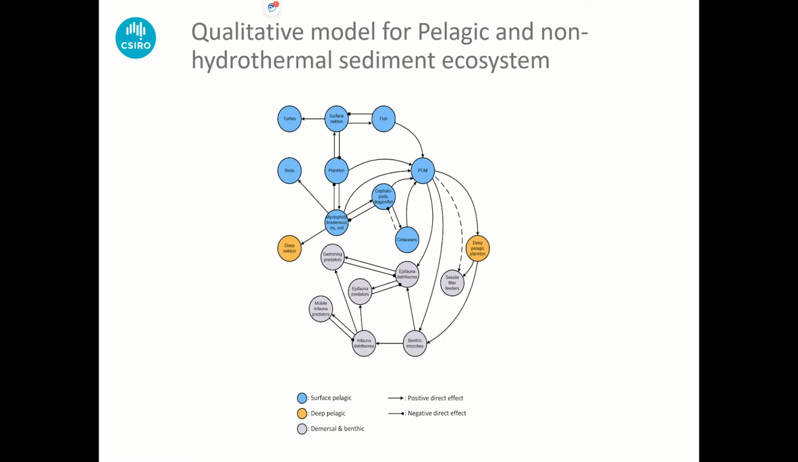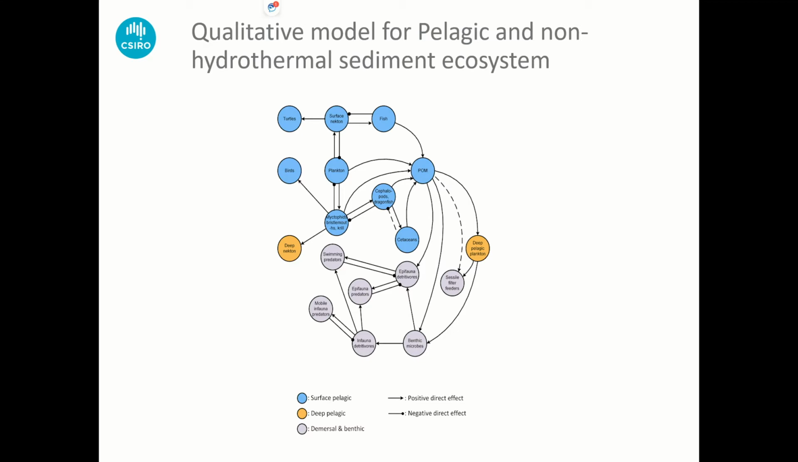So we looked at two different ecosystems. First of all, we looked at the pelagic and non-hydrothermal vent ecosystems, and secondly, we looked at the actual active vent ecosystems. So first of all, the qualitative model for the pelagic and non-hydrothermal vent sediments ecosystems. You can see here that it contains three different components. We have a surface pelagic component marked in blue here that has cetaceans, cephalopods, plankton, birds, surface nekton, a range of different suites of species.